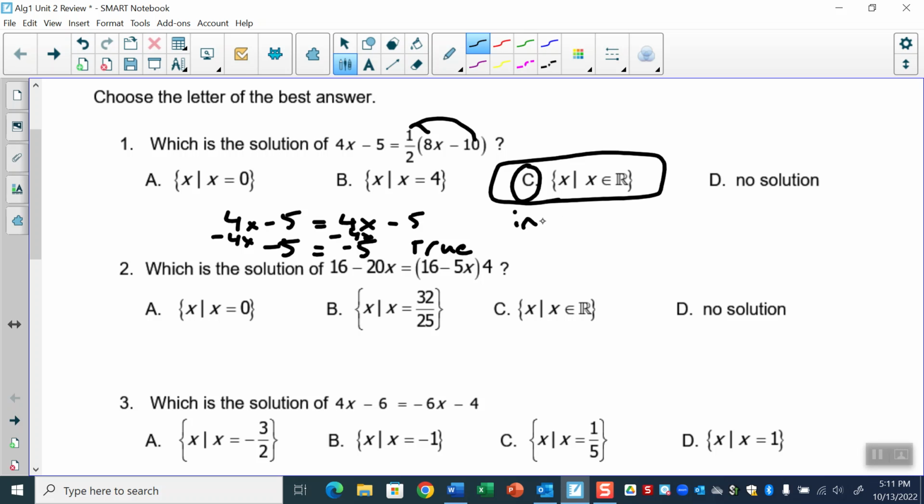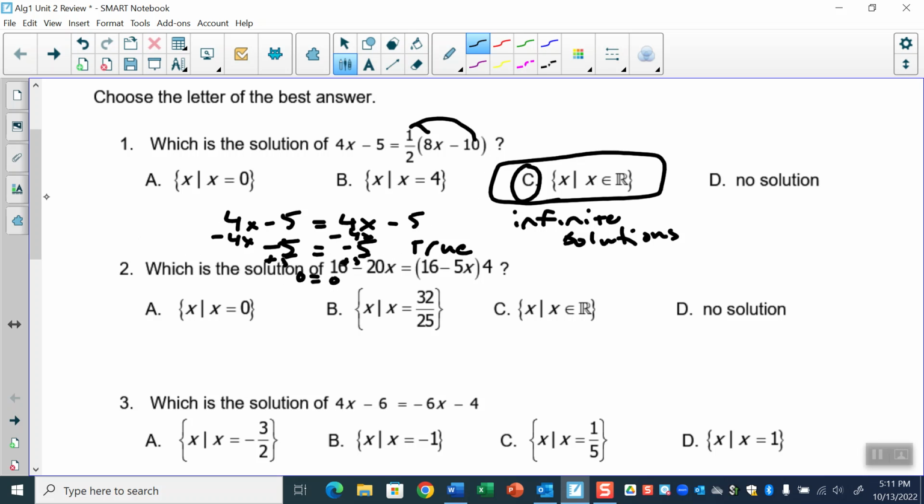okay? And in our math space we said there was infinite solutions. Any number that you put in for x here is going to make it true. 0, 1, 2, whatever. And if you wanted to, you could even add 5 to both sides, and then you get 0 equals 0, which is true. So no matter what you do, you're going to get a true equation as long as you do something to both sides.